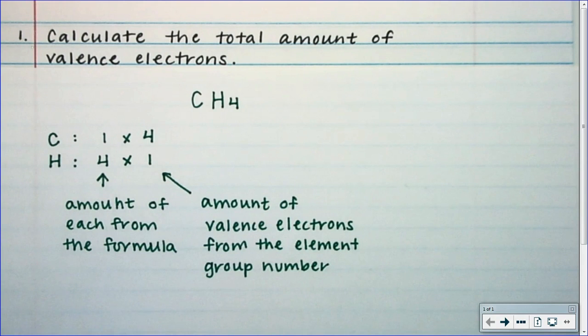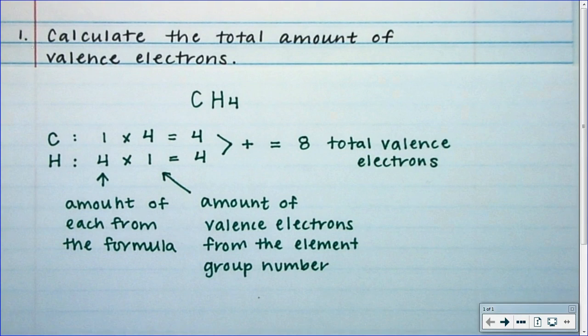We're going to go ahead and multiply those across and add them together, and this step is over. As you can see here, once we do the math, 4 plus 4 is 8, so we have 8 total valence electrons. Let's go ahead and move on to step 2, orient the atoms.